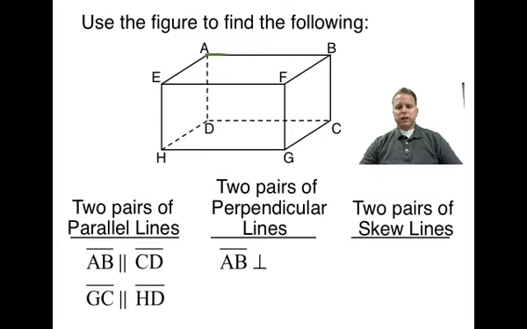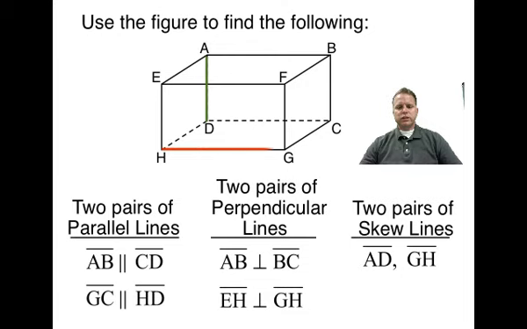Two pairs of perpendicular lines could be AB again and BC. We could have EH is perpendicular to GH. Skew lines, we could have AD is skew to GH. Notice how they're not parallel and they're not touching. We could do EH and FB.